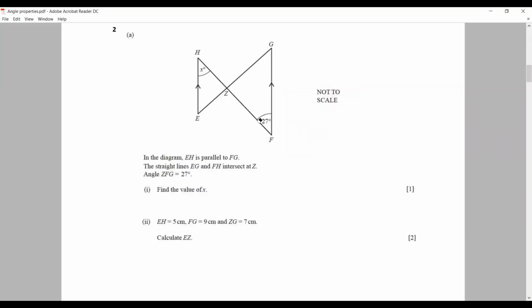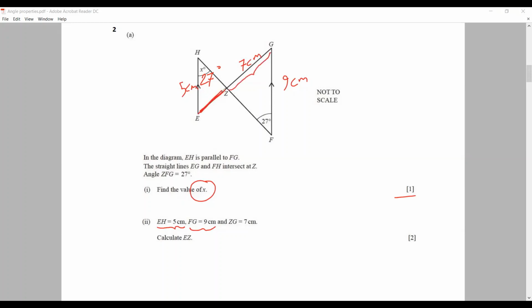So question number two, again, we have a pair of parallel lines. All right, so at first glance, we know that X should be 27. That is basically the alternate angles. So X is 27, that's what they ask. It carries only one mark. And the second part, they gave us the length of these sides, EH. So this is 5, and this guy here is 9 cm. So ZG, that is 7 here. So they probably asked for this one, yeah.